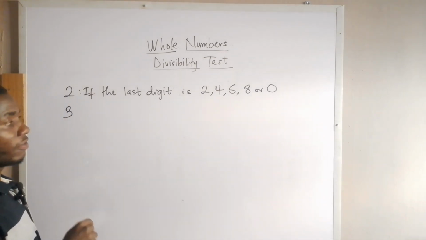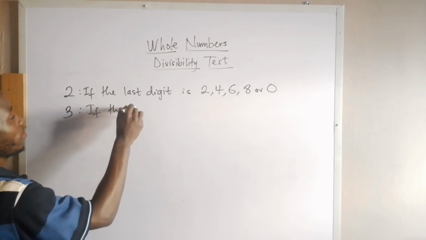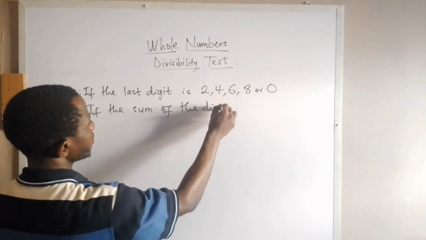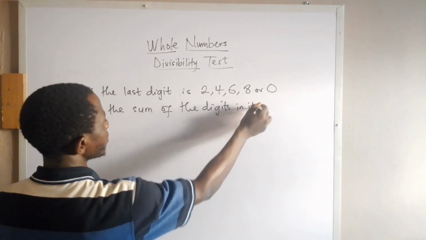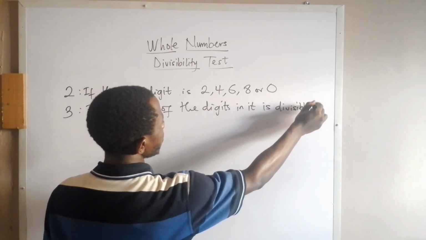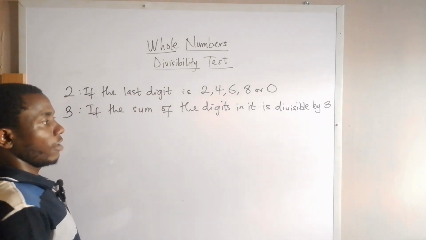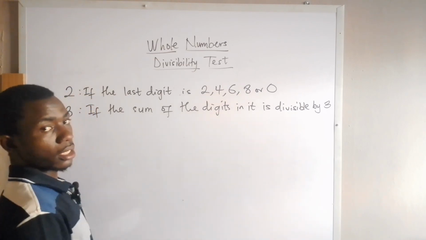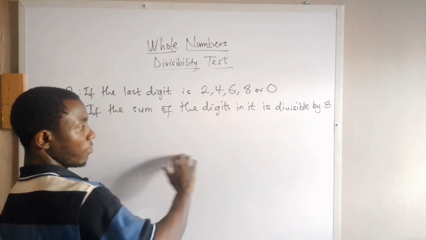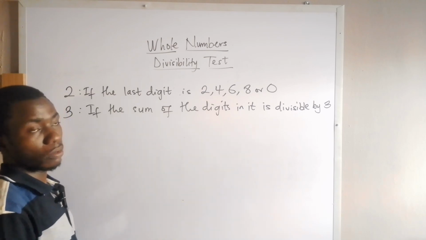And secondly, we have 3. So we say a number is divisible by 3 if the sum of the digits in it is divisible by 3. So no matter how large a number is, if the sum of the digits in the number is divisible by 3, it is easier to divide the sum of the digits in the number by 3 than dividing the number by 3 to see whether it's divisible or not.